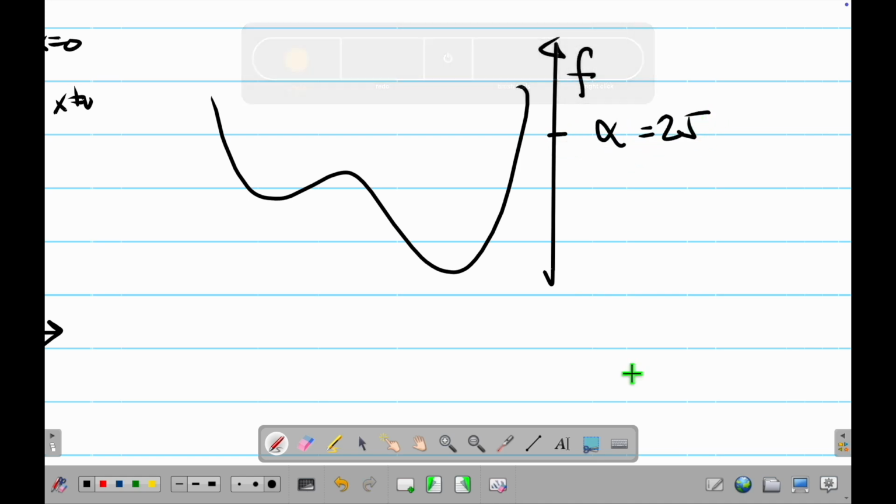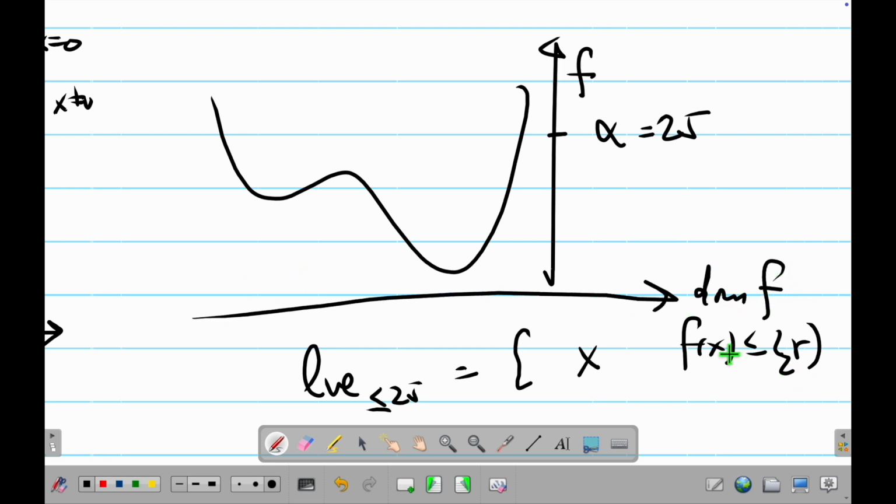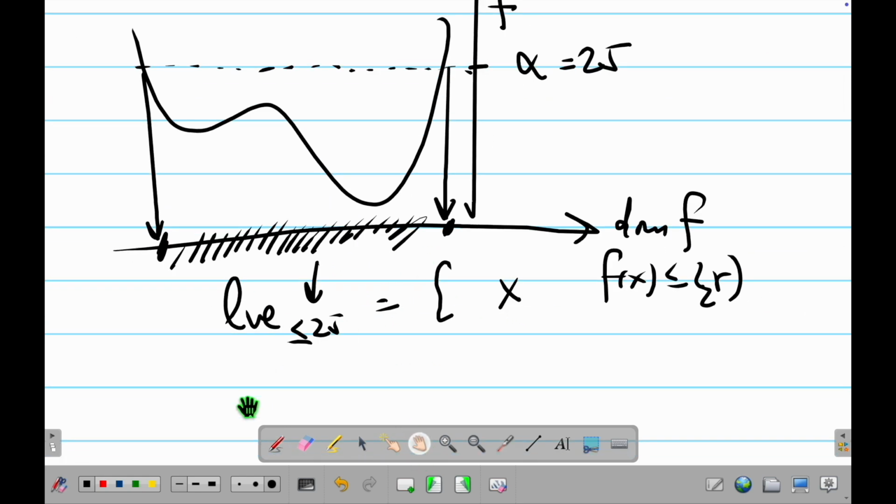And this is 25. Then the level set below 25 is what? All the x such that f(x) is below 25. That means what? This is the set on x. That means the domain of f. All the x for which this is true. That means this is the boundary. This part, okay. That means this region is this. So this actually is a subset of the domain of f, okay. This is on the domain.